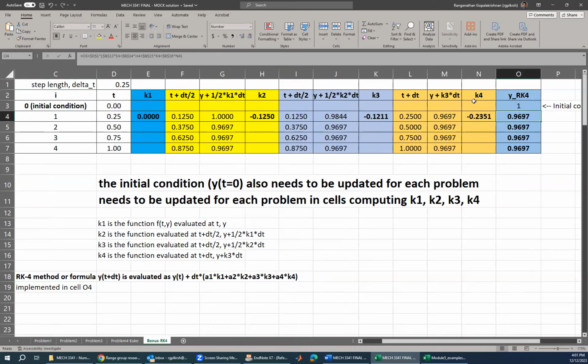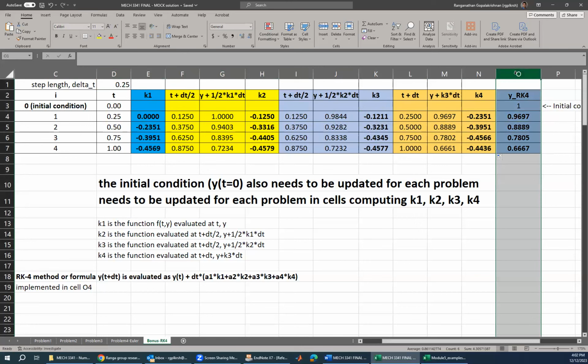Okay, so this is like saying the value is y plus delta t multiplied by a1 k1, a2 k2, a3 k3 and a4 k4. So if you do that, you get 9697. But these are not yet updated. That's why it's showing only 9697. But if you extend this, this final column is your solution.